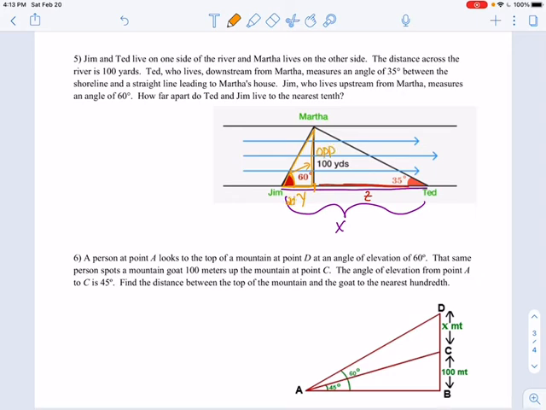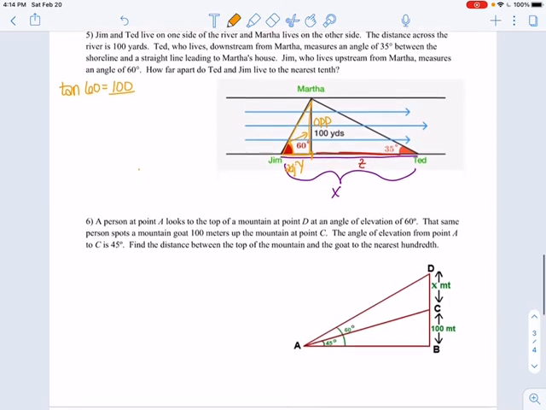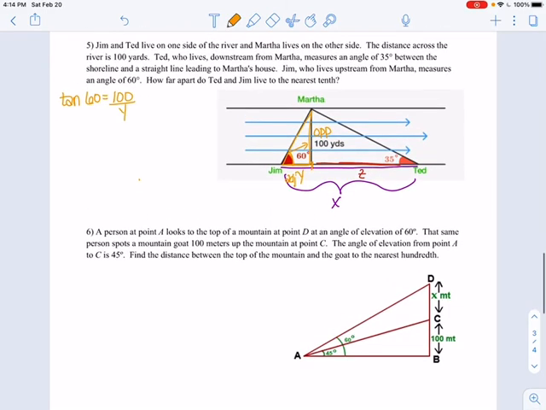And that Y is adjacent. So once again, here we go with our tangent. The tangent of 60 is going to equal our side opposite, which is 100, and my side adjacent, which is Y. So again, we're going to cross multiply and solve.